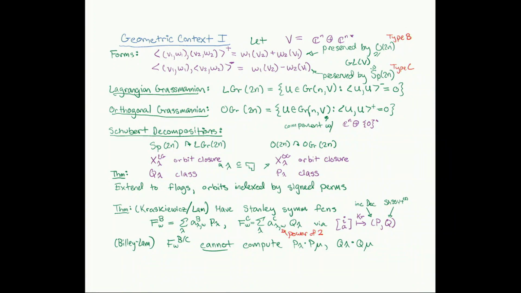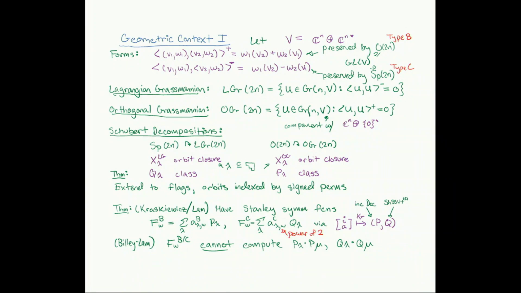And so then it's a theorem, and I'm not sure who to attribute to, and that's my failing. Is it Pragacz? Pragacz, okay. So Pragacz proved that the Lagrangian classes are these Schur Qs, perhaps up to some change of variables, and that the orthogonal classes are these Schur Ps. So these shifted tableaux have a very fundamental role in understanding Schubert calculus. The Qs for type C, the Ps for types B and D.